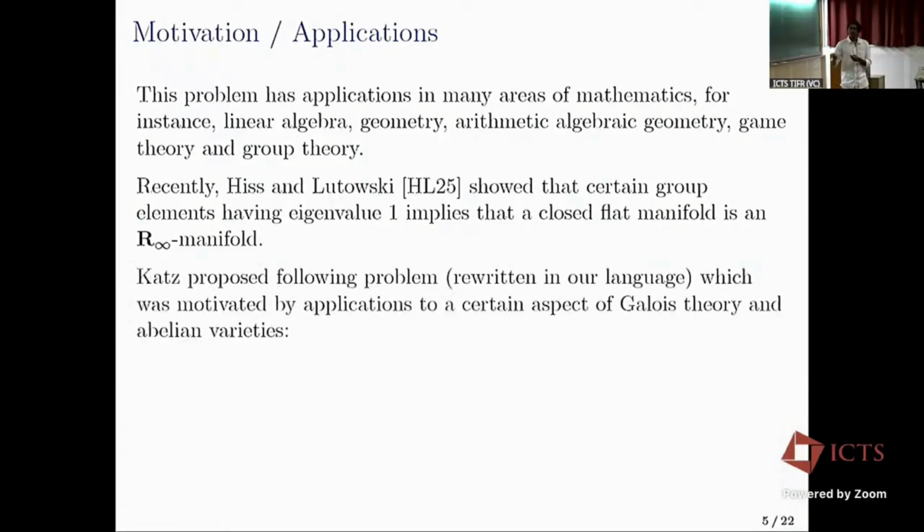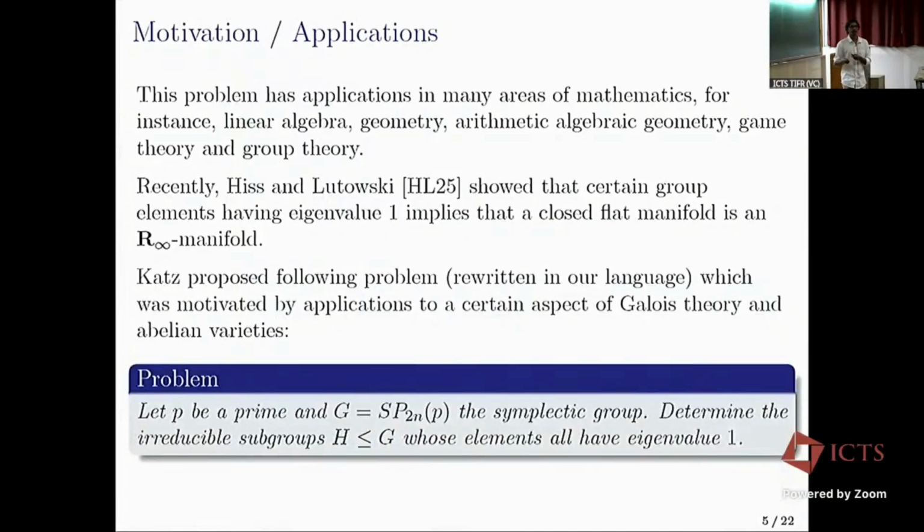And of course, Katz also has a problem motivated by some aspects of Galois theory and abelian varieties, which can be restated in our language as follows: you take a symplectic group with the base field having prime order, then can you describe all irreducible subgroups of it such that all elements in it have eigenvalue 1?